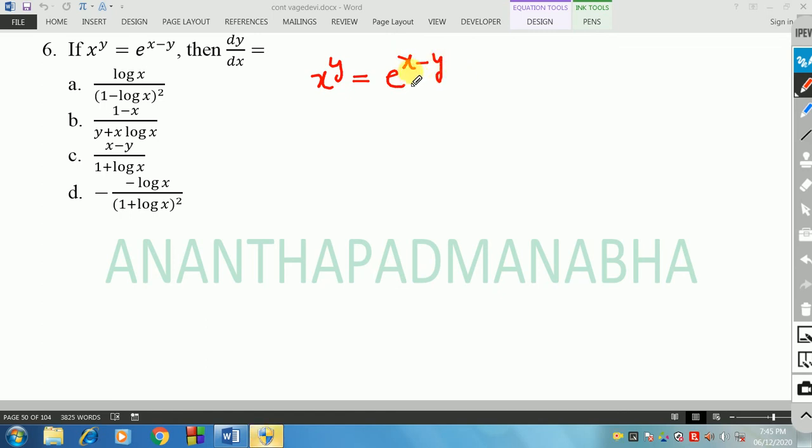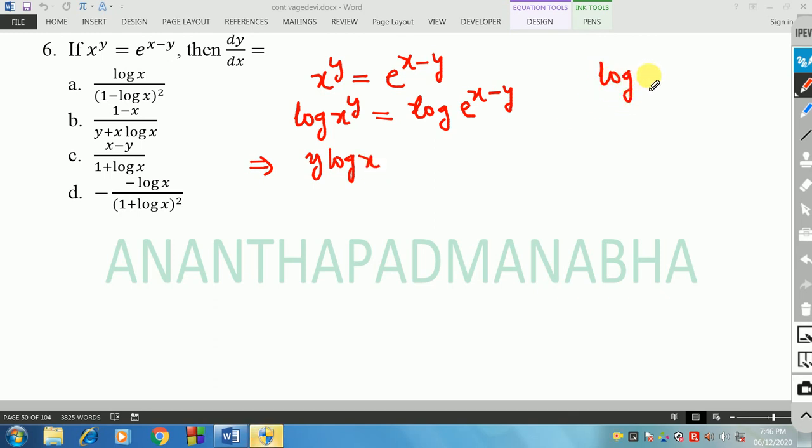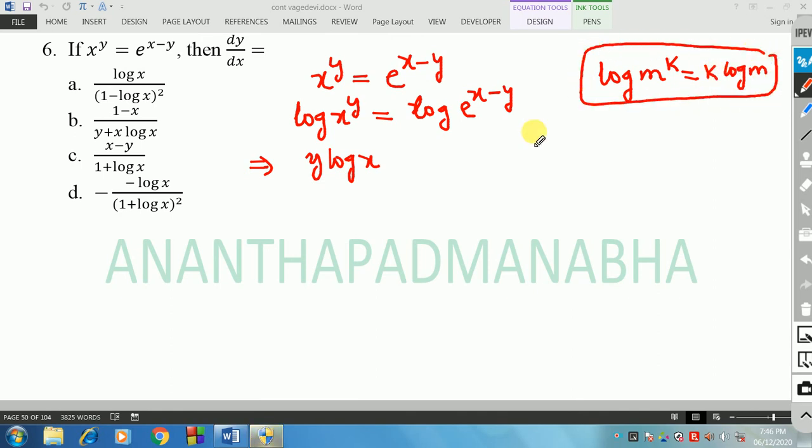When we take log on both sides, we get log x to the power of y is equal to log of e to the power of x minus y. This implies y log x, using a fundamental formula of logs: log m to the power of k is k log m. You can remember this formula. So here y log x is equal to x minus y into log e.